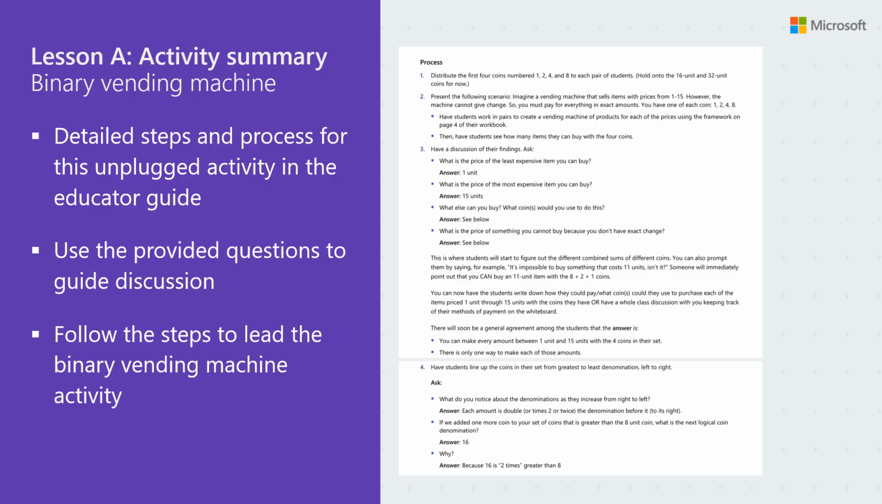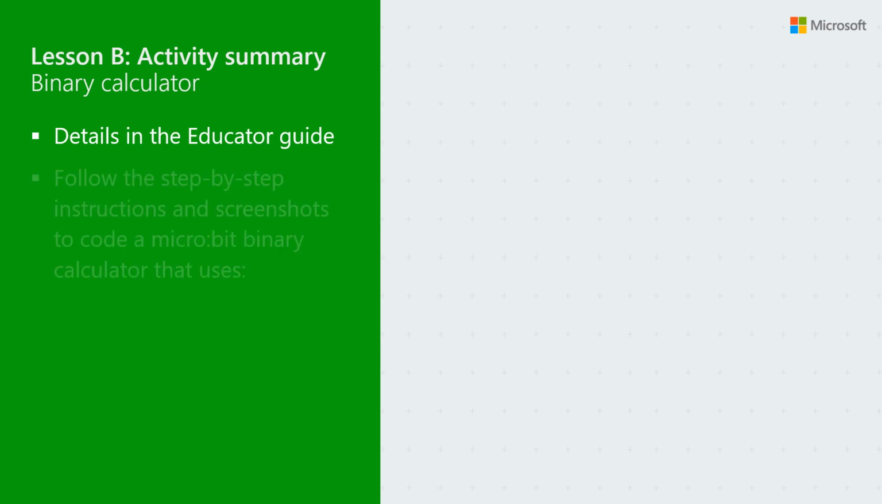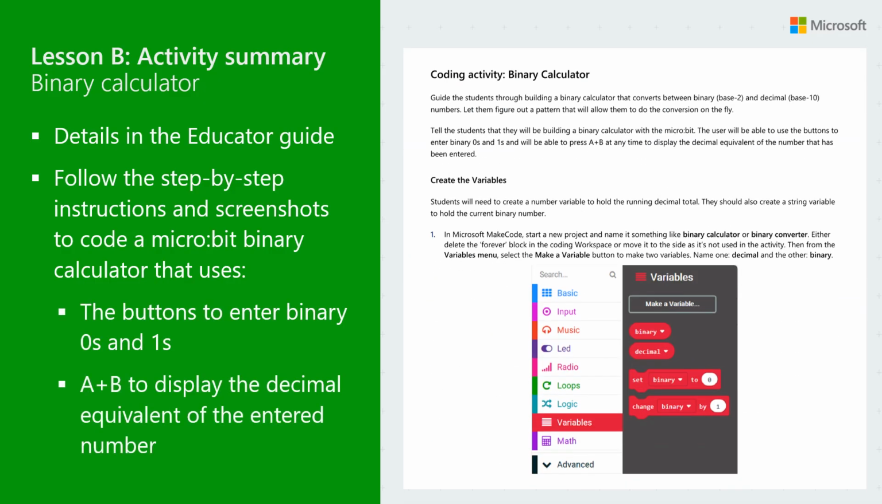Now, if you're concerned about your students grasping the concepts through the activity alone, you might consider assigning some of these resources to them as prep or as a follow-up to the lesson. Now, in Lesson B, the activity is coding a microbit binary transmogrifier. So the user can press different combinations of the A and B buttons, and they'll enter a binary number, and then the microbit will convert and display the decimal equivalent. So it's really kind of like a binary calculator.